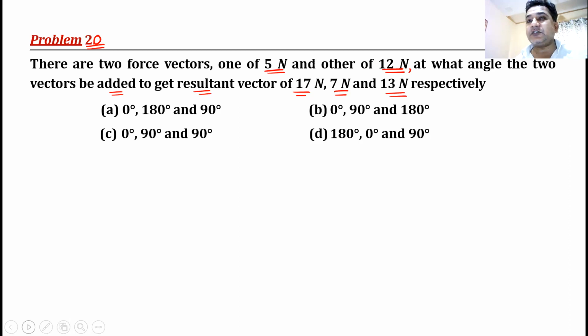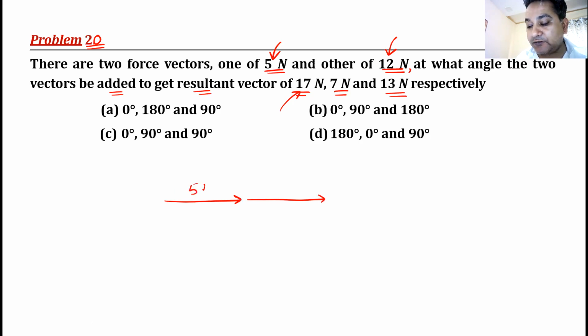Tell me what is the answer to this one. I have two vectors. One is 5 Newton. The other is 12 Newtons. I should get 17 Newtons. So what should be the angle between the two? Option A is the answer, sir. Yes. So if I have to get 17, both the vectors should be in the same direction. So this must be 5 Newton. This must be 12 Newton. They must be in the same direction. Then only I will get 17. Yes or no?